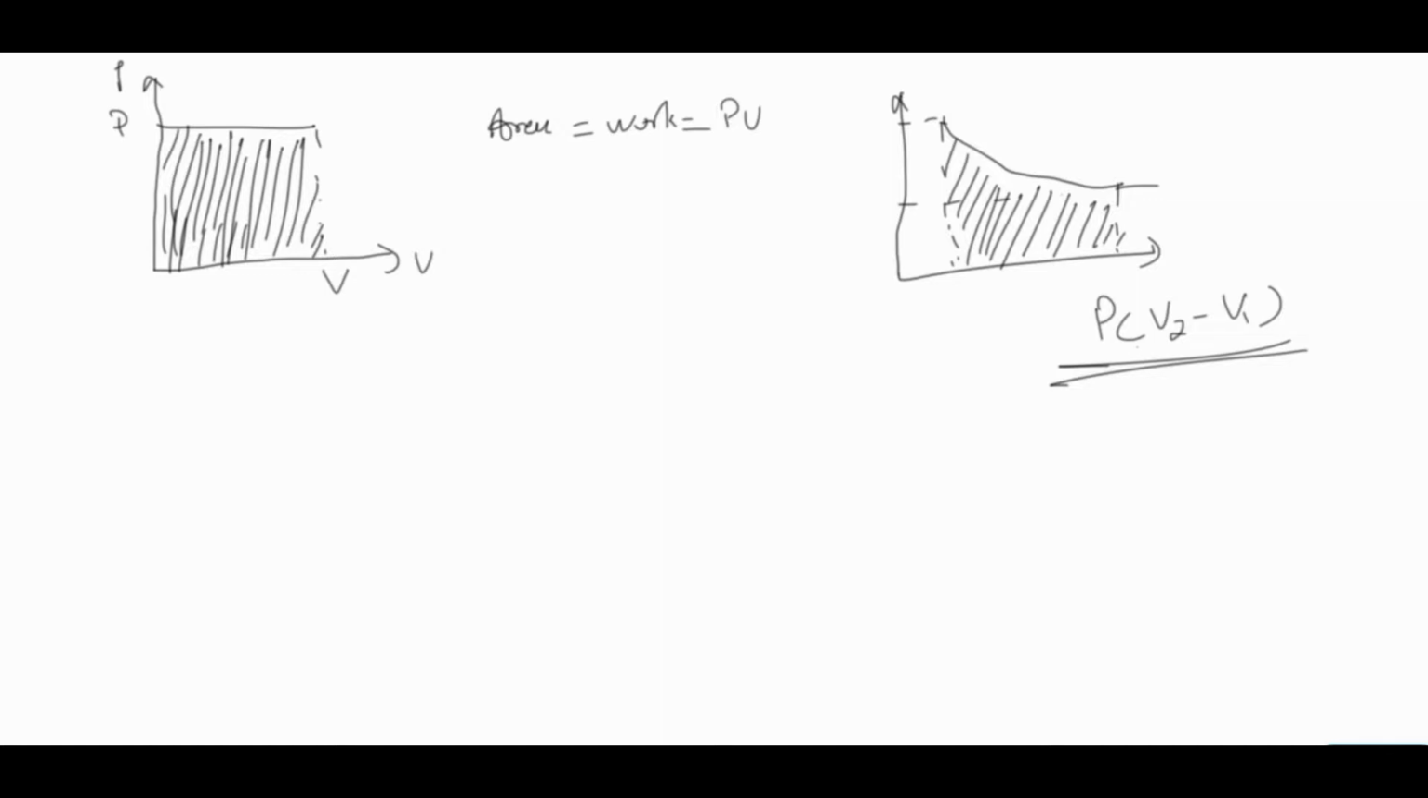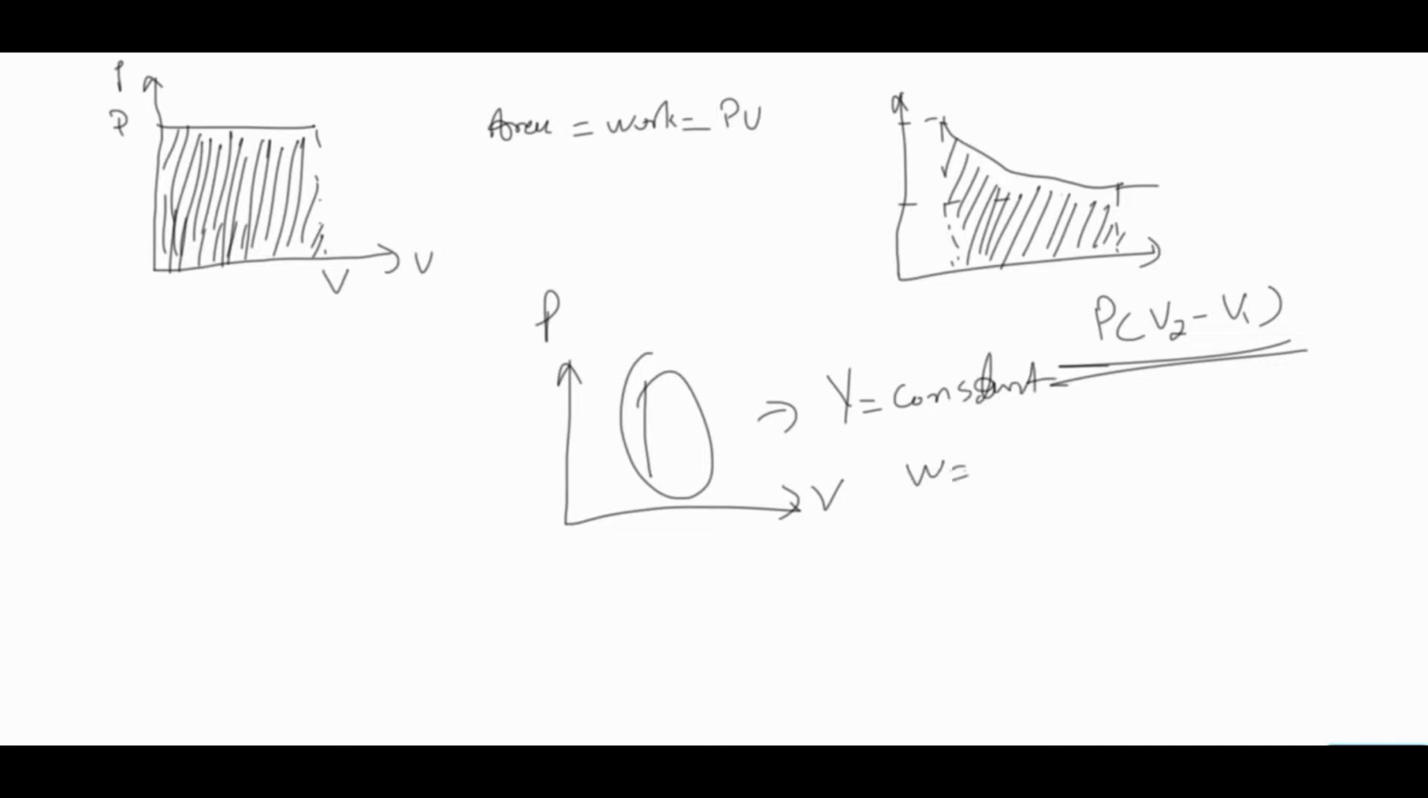Okay. If we have a process like this on the PV diagram, where volume is constant, so the work done is 0. Constant volume, work done is 0. Okay.